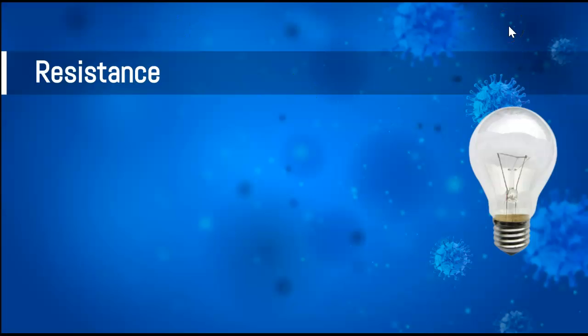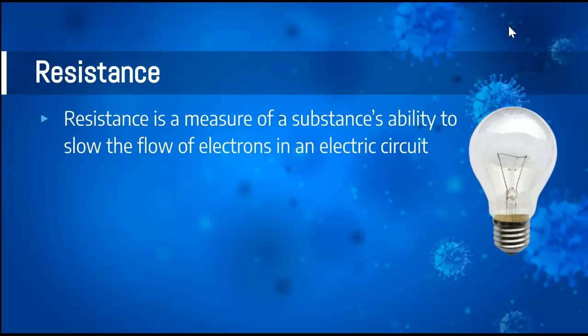Now, that's voltage and that's current. What about resistance? Now, I mentioned earlier that the loads within a circuit are going to resist the flow of electrons through it, and resistance is simply the measure of that substance's ability to do that. All right. So any object, any load in a circuit is going to slow down the flow of electrons, and resistance is just a measure of that ability.